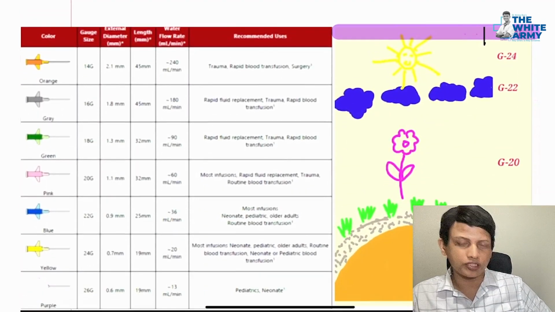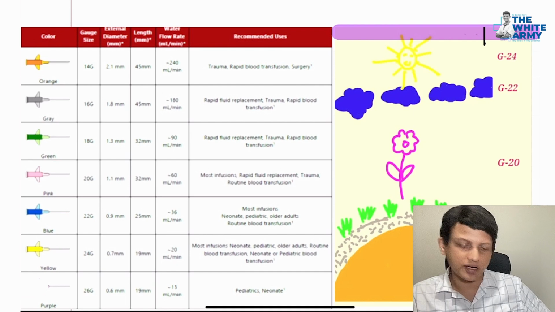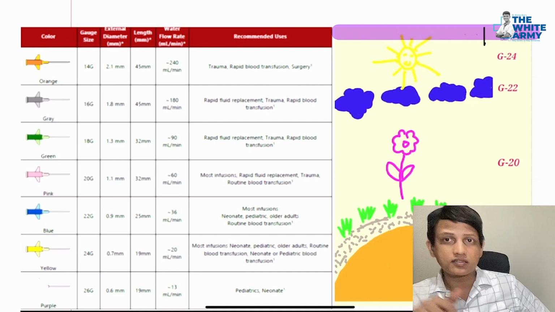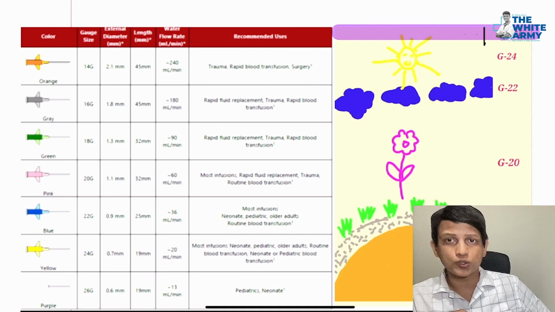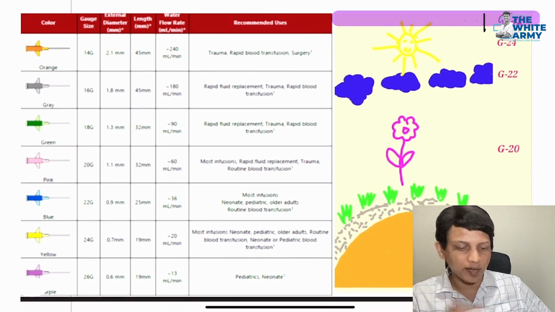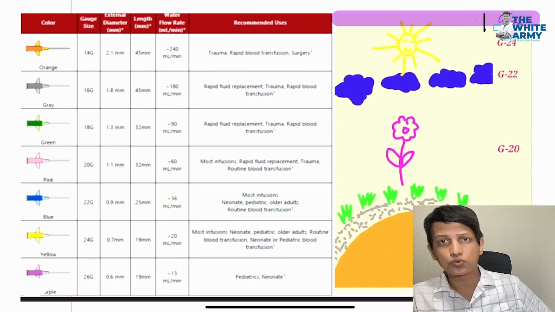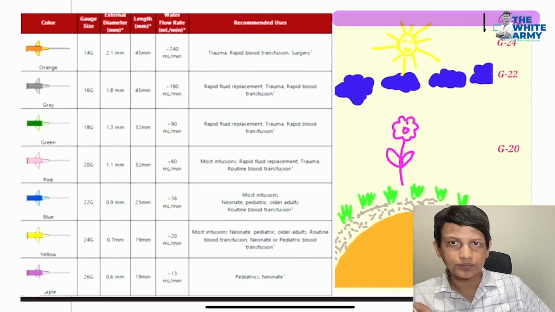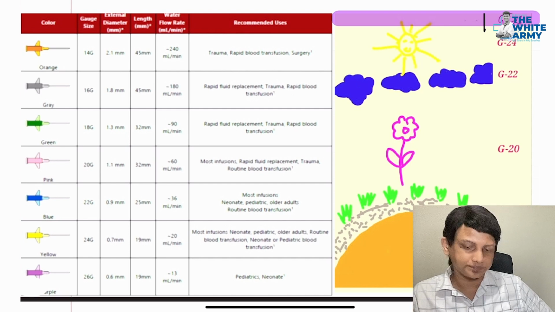This one question has been asked in exams: what is the gauge size and color coding of the cannulas, you should know. Cannula color and diameter is also asked, and where it is used. This one slide you should know by heart.